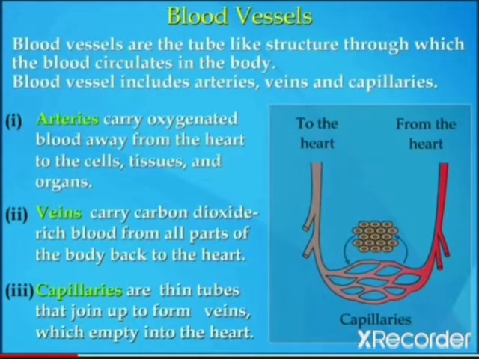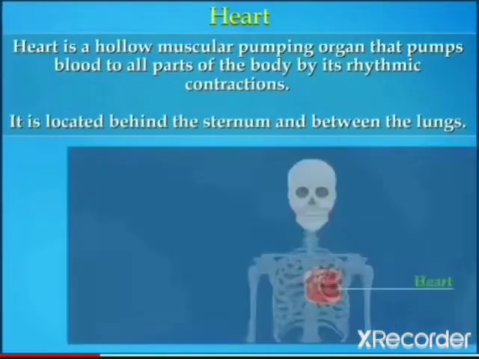Blood vessels are the tube-like structures through which the blood circulates in the body. The blood vessels include arteries, veins and capillaries. Arteries carry oxygenated blood away from the heart to the cells, tissues and organs, while veins carry carbon dioxide rich blood from all the parts of the body back to the heart. Capillaries are thin tubes that join up the arteries and veins. As you see in the diagram, capillaries join the arteries and veins to the heart.